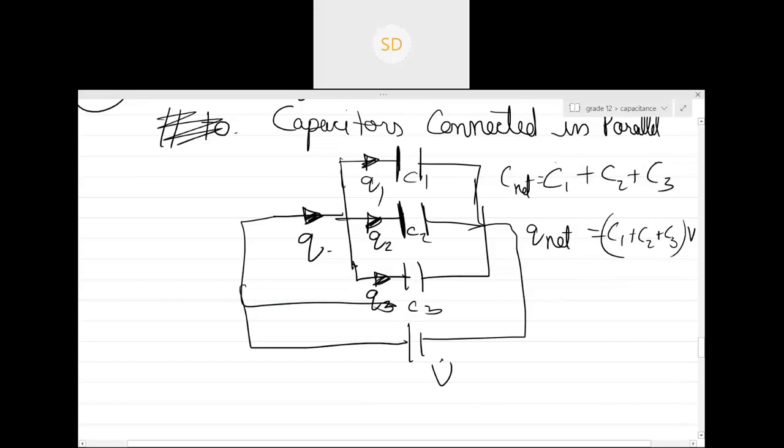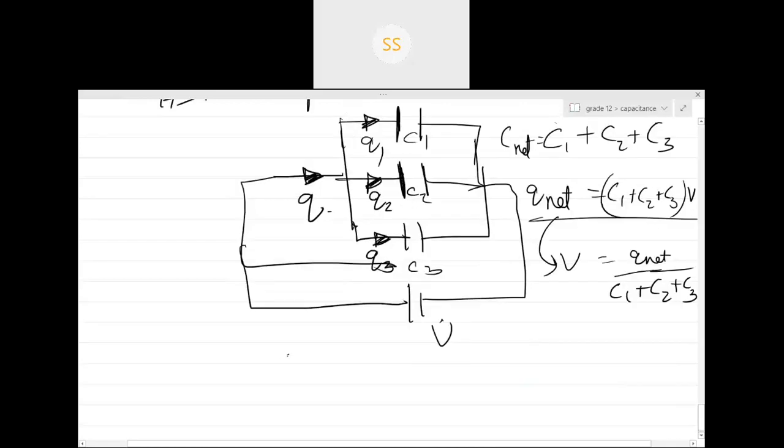So this will be the net charge. Now we know this particular thing: V will be equal to Q net upon C1 plus C2 plus C3. Yes or no? Can I write from this to this? Can I write this? Yes or no, guys? Can I write this?